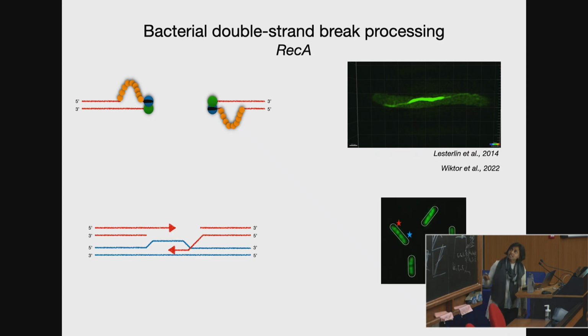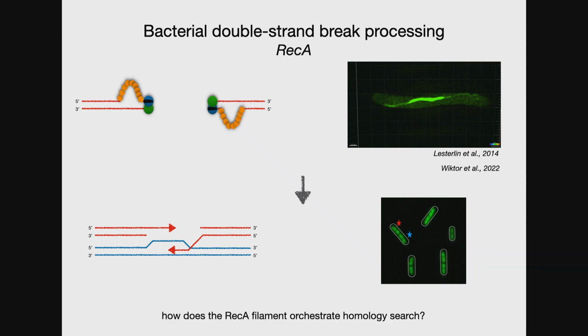But again, what are the dynamics of this filament that allows for search to occur efficiently is not answered. And so this is the question I'm going to tell you about today. What did we find in Caulobacter, trying to understand the search process?